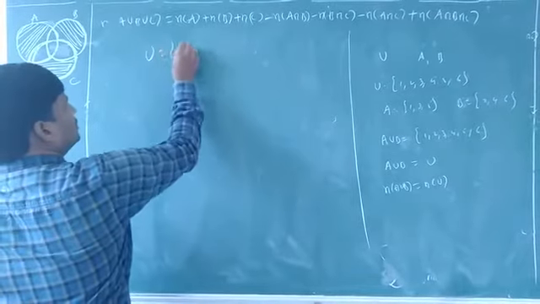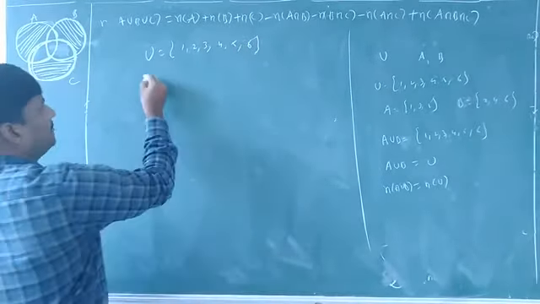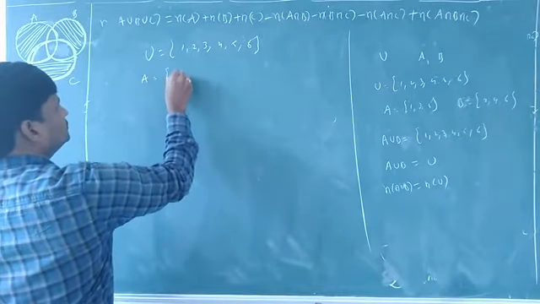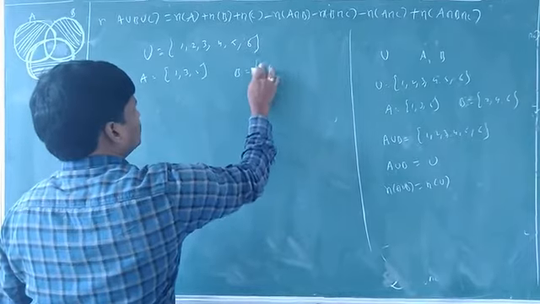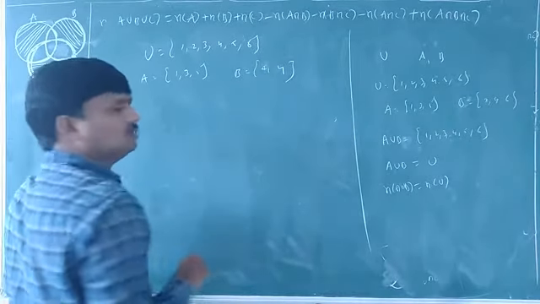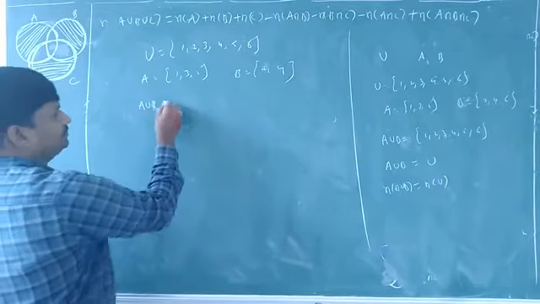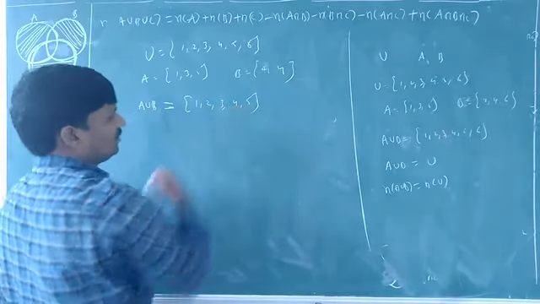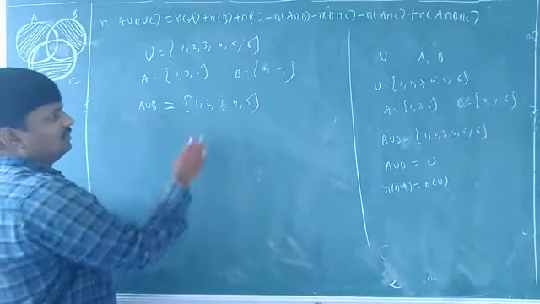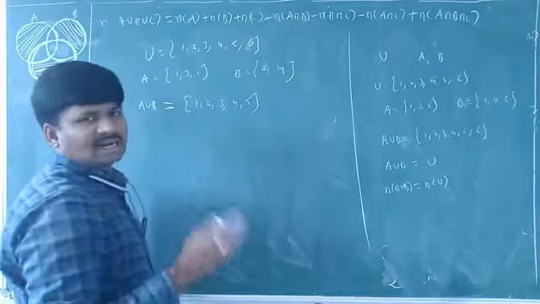Just see here. Set U is equal to 1, 2, 3, 4, 5, 6 only, and set A is equal to 1, 3, 5. Set B is equal to 2, 4 only. What is A union B here? A union B is 1, 2, 3, 4, 5. So is it equal to U? The 6 also is there. It is not equal to U.